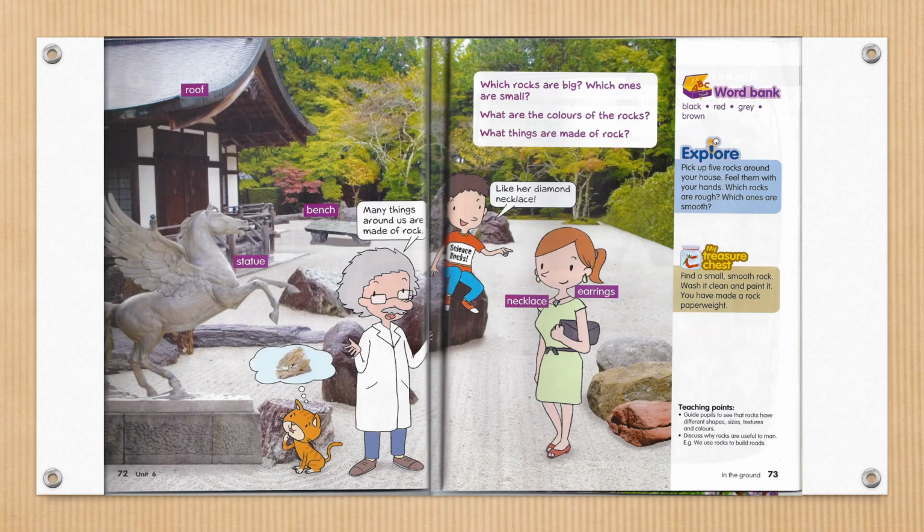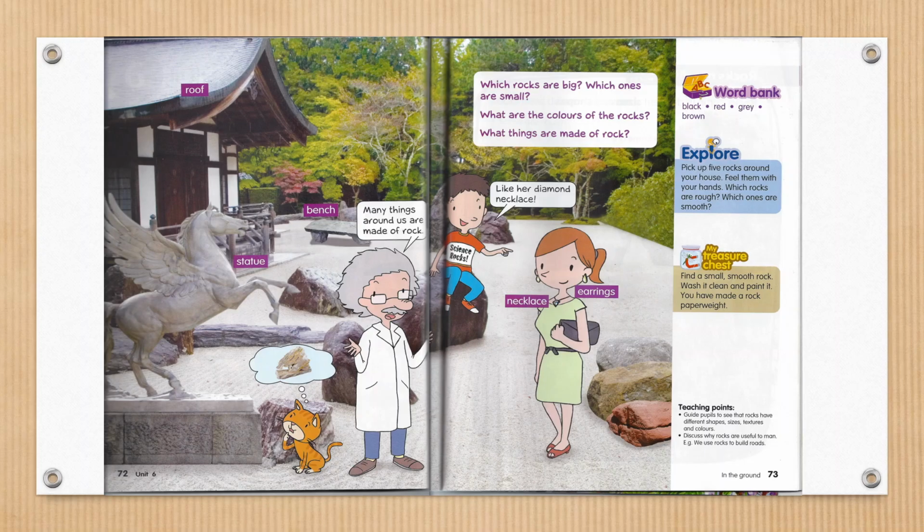Let's check the Explore section. This is only optional if you can. It says, pick up 5 rocks around your house. Feel them with your hands. Which rocks are rough? Which ones are smooth? Remember that rough and smooth are opposites. Okay, so that's something that you can touch and check by yourself if you have rocks near you.